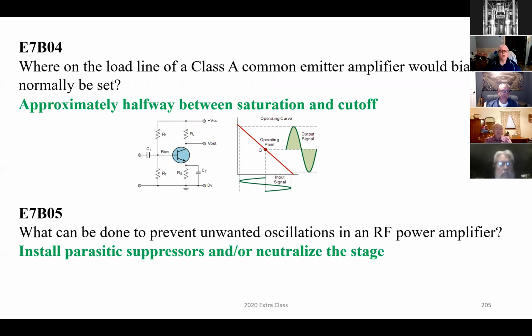Okay, where on the load line of a Class A common emitter amplifier would bias normally be set? It would be approximately halfway between saturation and cutoff. And there again is a small circuit showing what it would look like and the waveform that you would see.